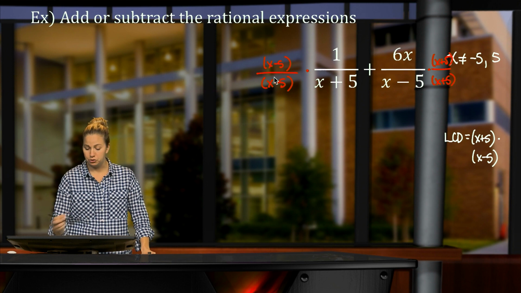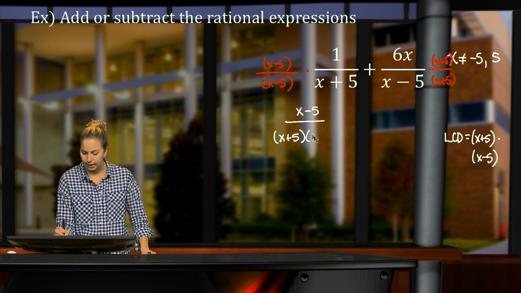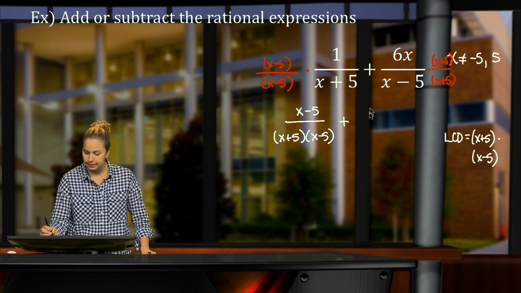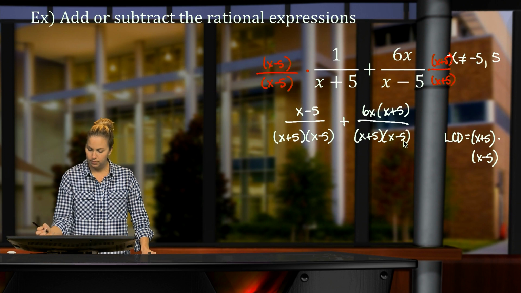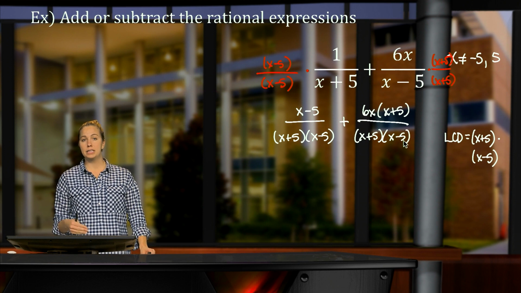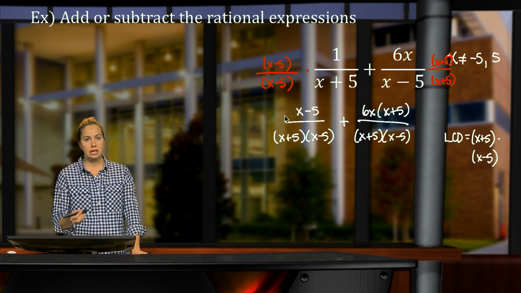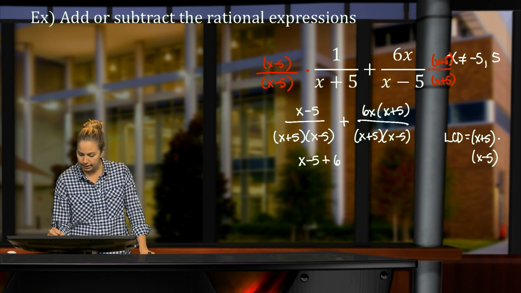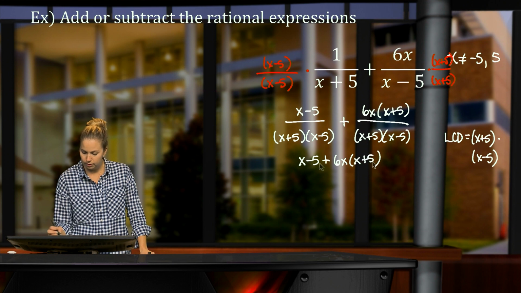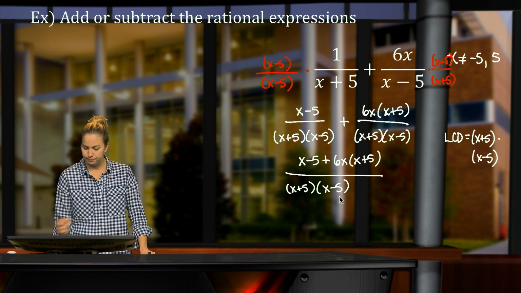So simplifying my two terms, I've got now x minus 5 divided by x plus 5, x minus 5, plus 6x times x plus 5 divided by x plus 5, x minus 5. We have two fractions now that have the same denominator, so we can combine them, and all we're going to do is add our numerators and keep it over that LCD. x minus 5 plus 6x times x plus 5, all divided by x plus 5, x minus 5.